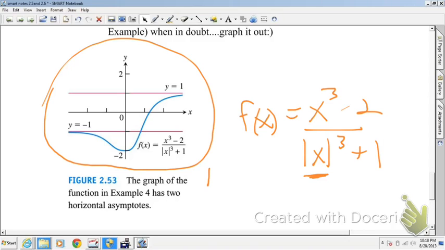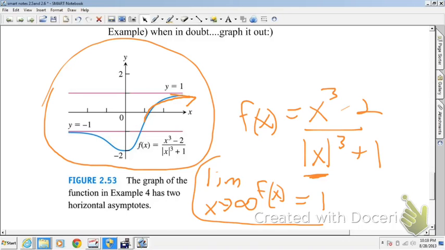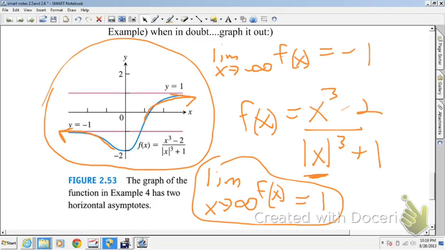So what we could see here visually is the limit as x approaches infinity of this function. As x gets larger and larger and larger, your y values are approaching 1. So the limit as x approaches infinity is 1. But if I come out this direction, the limit as x approaches negative infinity is negative 1. So the limit as x approaches negative infinity of the function is equal to negative 1. So it has two horizontal asymptotes.